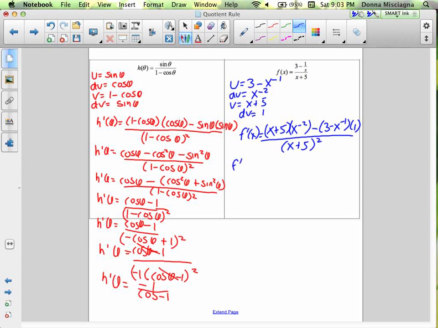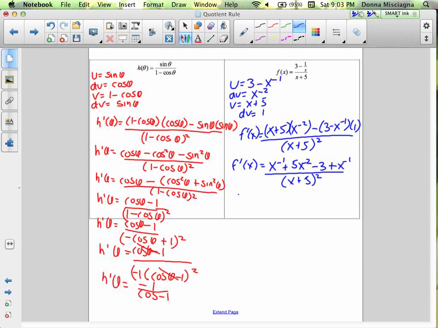So f prime of x is equal to, so we'll simplify. So this would be x times x to the negative 2 would be x to the negative 1. And x to the negative 2 times 5 would be times 5x to the negative 2. And by the way, we're not going to leave these negatives in here. And so then we would have minus 3 and plus x to the negative 1 divided by x plus 5 squared.